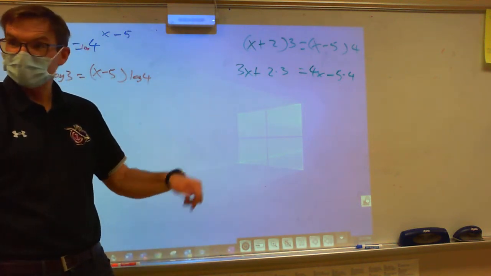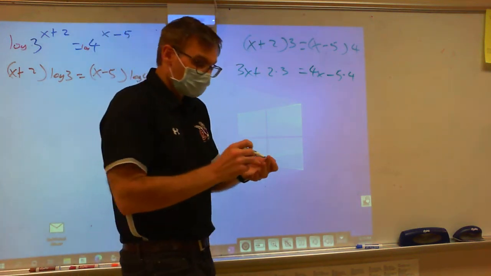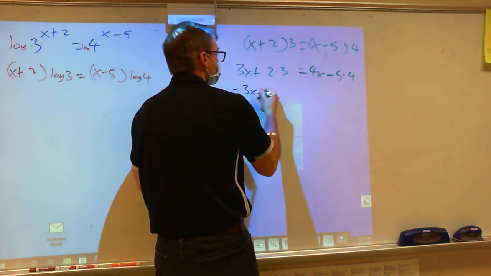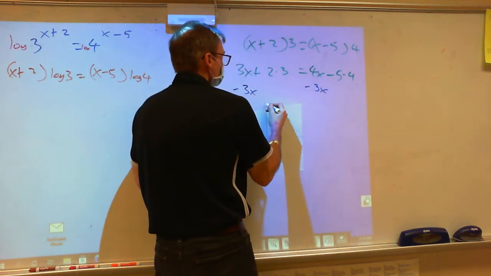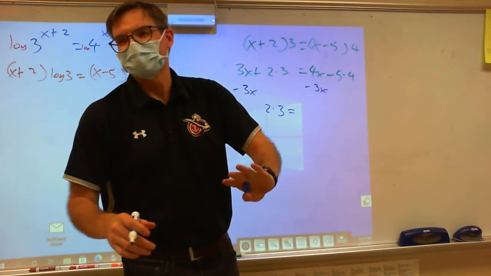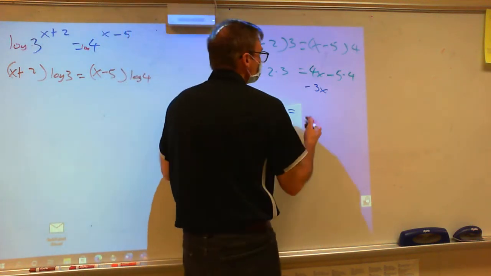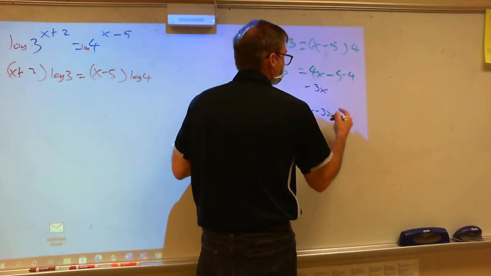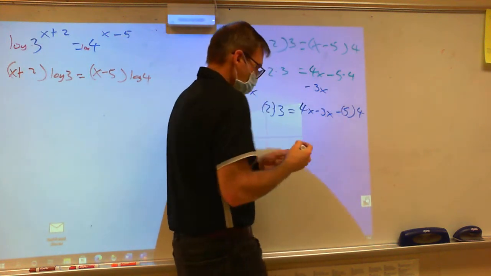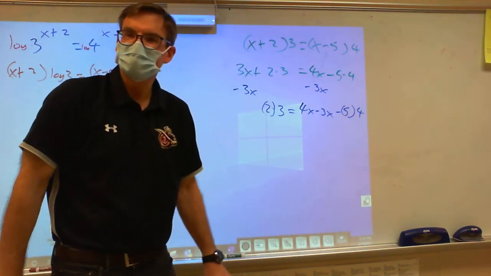Are we okay? We're going to subtract 3x from both sides. Is everybody okay with that? So if we're going to subtract 3x from both sides, okay, so I do minus 3x. So I still have that 2 times 3 because I'm crazy. And yeah, I know 4x minus 3x is 1x. I know that, right? But I'm crazy. So I'm going to write it down as 4x minus 3x. I know it's 1x. I know.